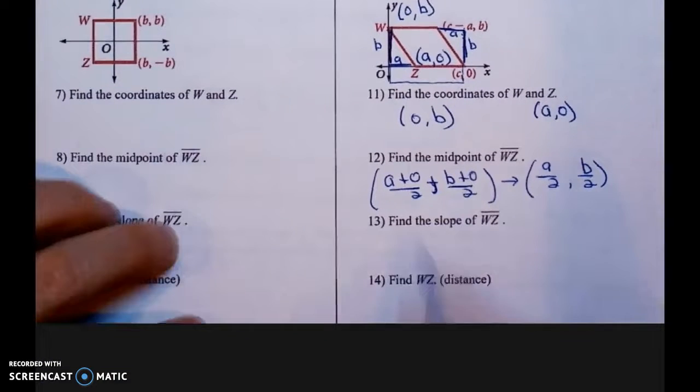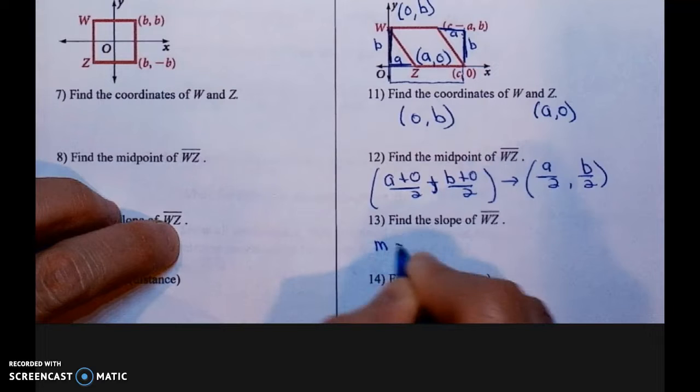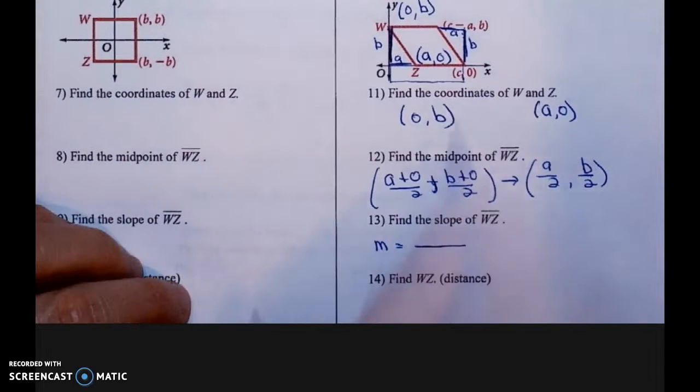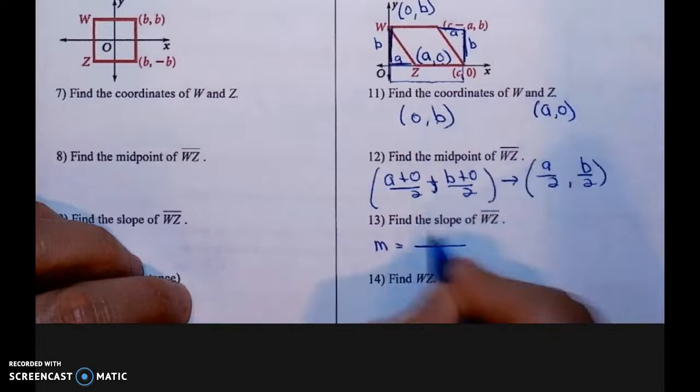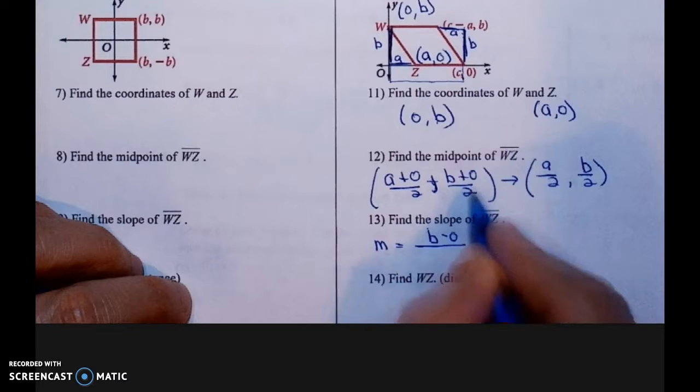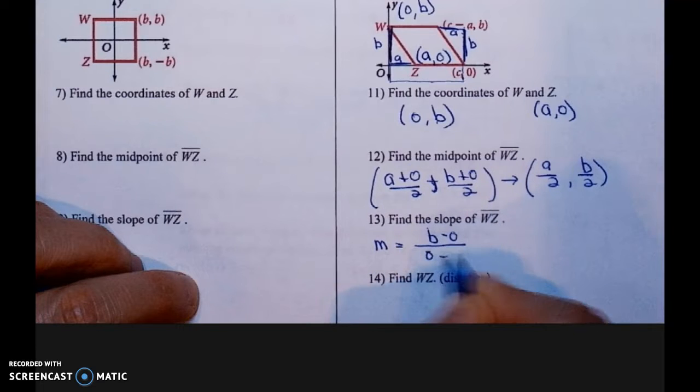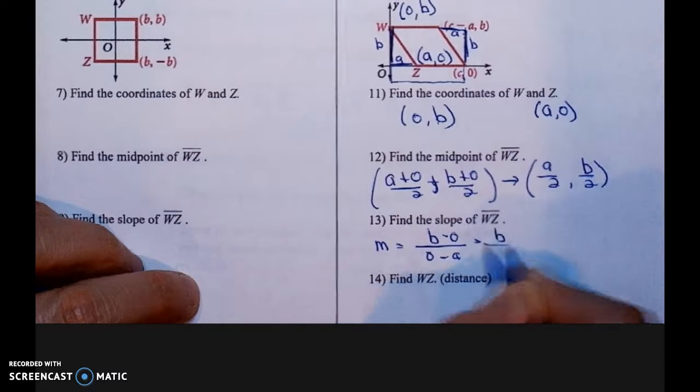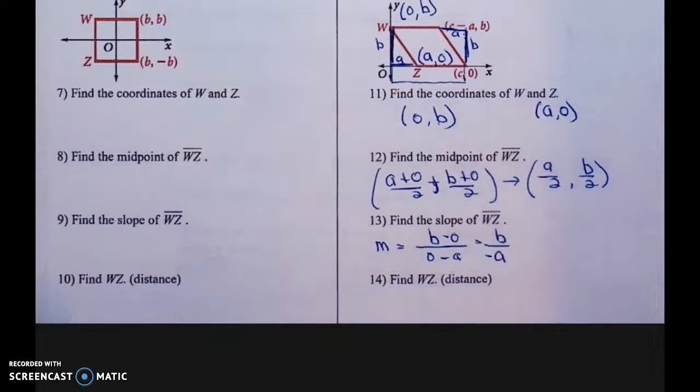Next, it wants us to find the slope. Remember the slope, we're subtracting the Y values. I see B minus 0, and in the denominator, 0 minus A. We get B over negative A, and that's as good as we can get there, so we're done.